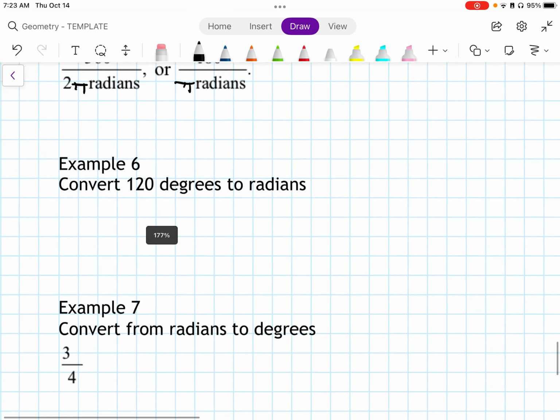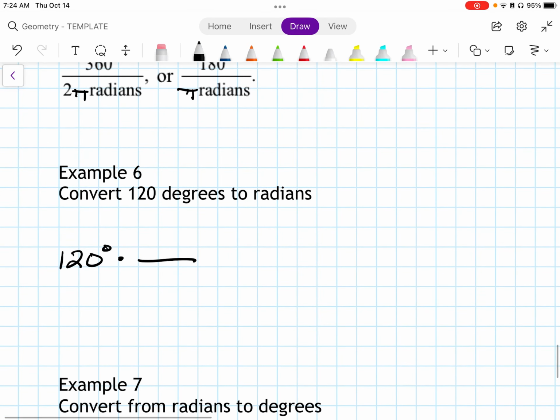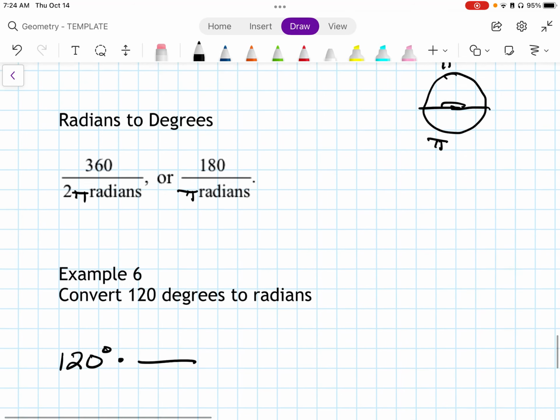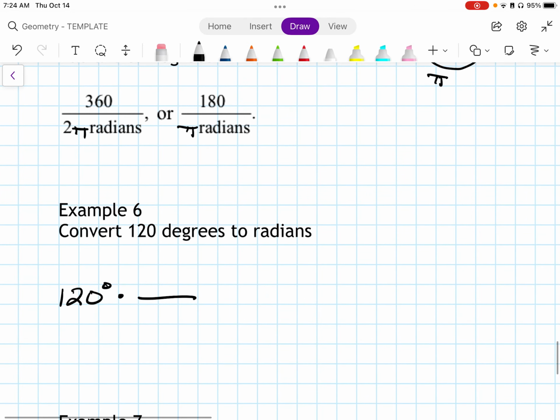All right, example 6, convert 120 degrees to radians. So we have 120 degrees, and we're going to need to multiply by a conversion factor. And whenever we multiply by a conversion factor, we want the units to cancel. So I have pi, and I have 180. 180 is degrees, so I'm going to put it on the bottom so that it will cancel. And then I have pi radians on top. By doing this, my degrees can cancel, and now I'm going to be left with 120 pi over 180. And this will be in radians.